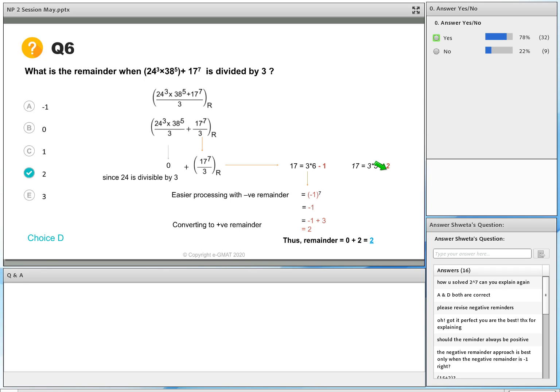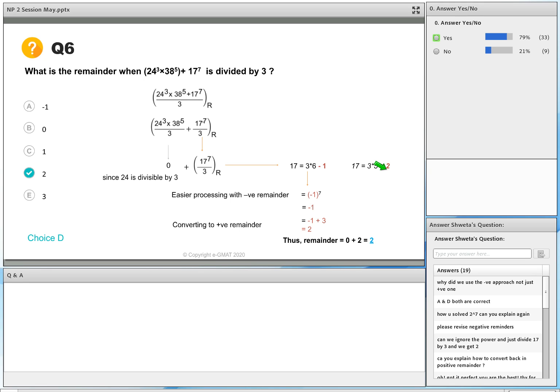Suppose your divisor is 8. Then with a positive remainder of 6, the corresponding negative remainder would be minus 2. You would definitely go for minus 2 in that case. And calculating minus 2 to the power 3, for example, would be easier than calculating 6 to the power 3. The negative remainder approach is very good when the remainder is minus 1. I just answered that. You use the negative remainder approach whenever it gives you the smaller magnitude.